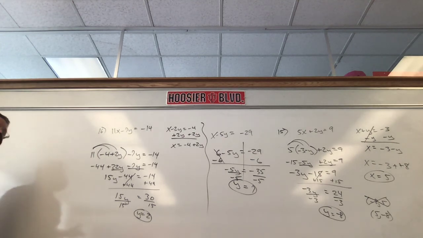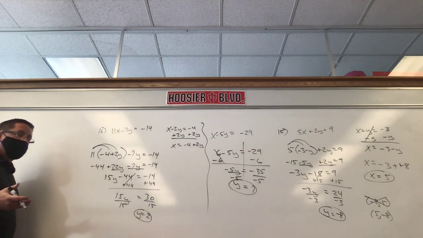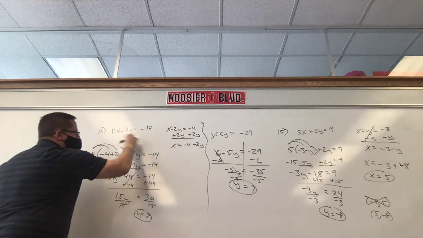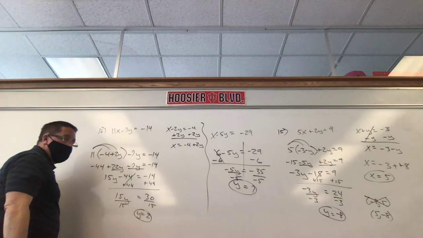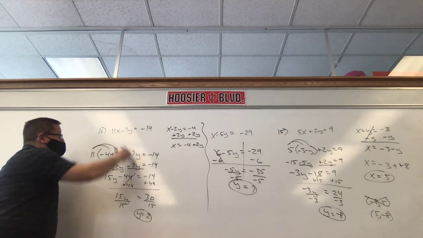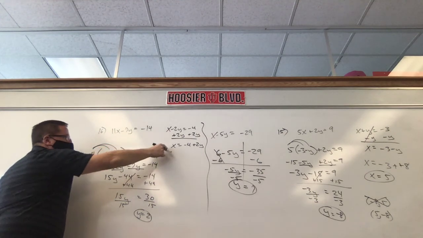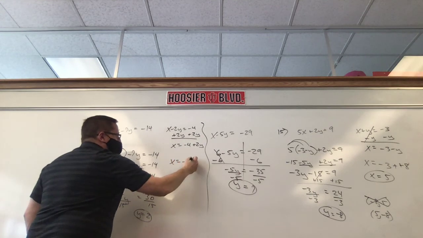Solve those equations. Solve for y, then x. We know what y is. Now we can use either one of these. It doesn't matter which one. The second one, it's easier. I think it looks easier. Now you might think the first looks easier, I think you're wrong. But x is negative 4 plus 2y.